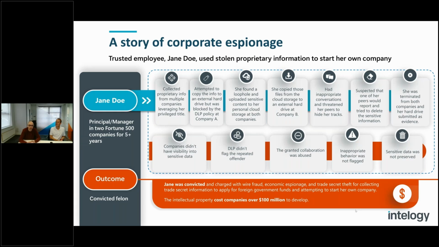In the end, she was convicted of conspiracy to commit economic espionage, wire fraud, and possession of stolen trade secrets, and the indictment alleged that the information that she was attempting to steal would have cost those companies over $100 million to develop. Wow. Big numbers. Yeah.